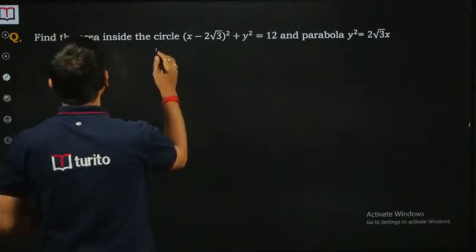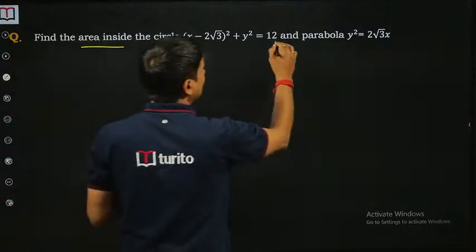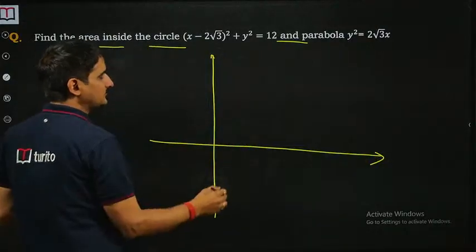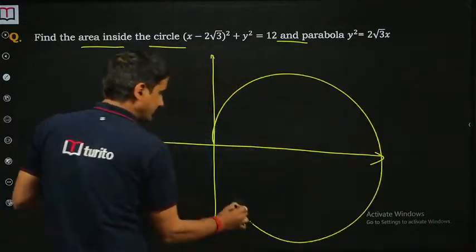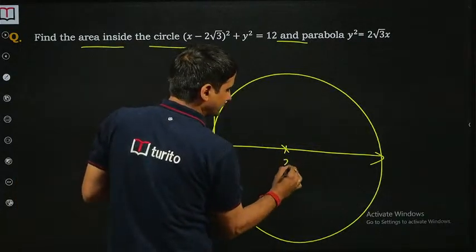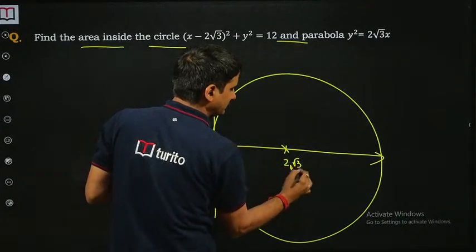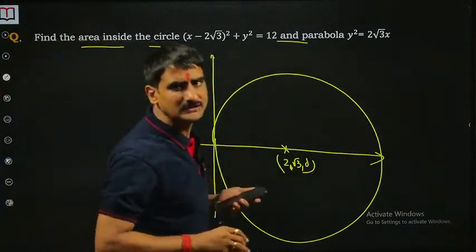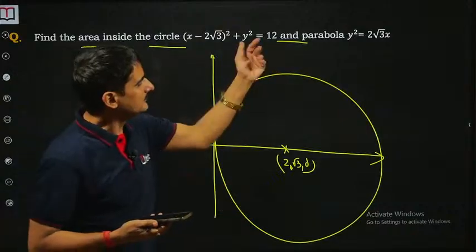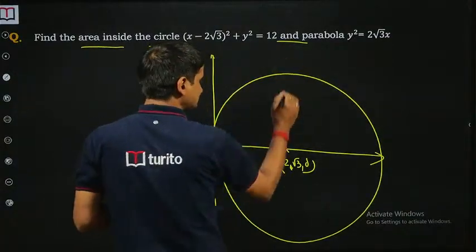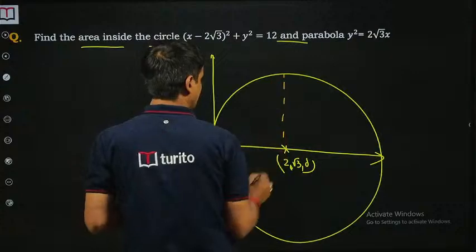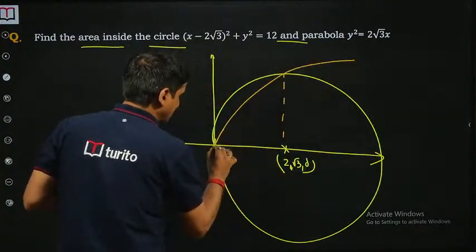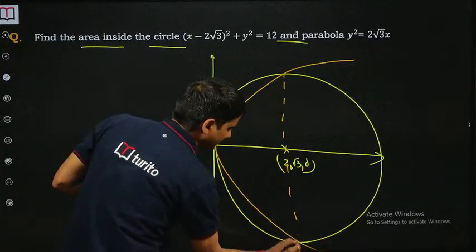Now moving to the next one. Find the area inside the circle and parabola. So let's plot it. The center of the circle is 2 root 3 comma 0, and the radius is 2 root 3 itself. The parabola is y square is equal to 2 root 3 x. If I put x equal to 2 root 3, y is also 2 root 3. So that's the parabola, and those are the points of intersection.